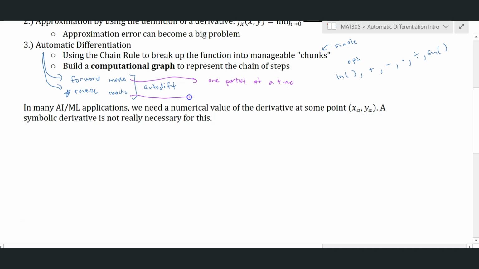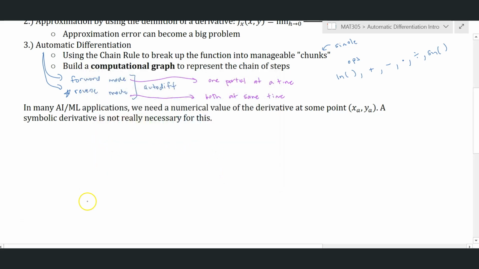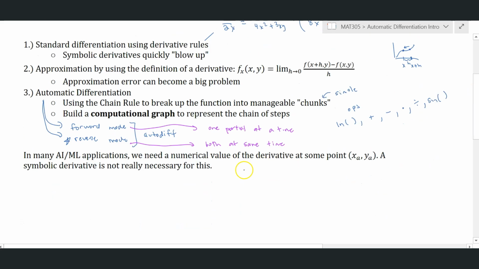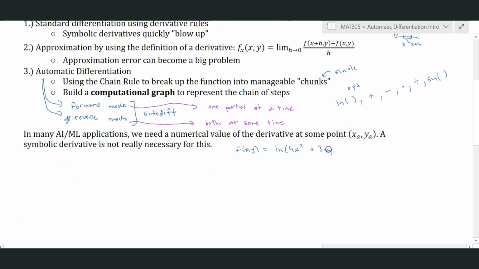Whereas when you do reverse, you'll do both at the same time. And it all just matters whether you follow the computational graph from left to right or right to left. Left to right would be forward mode, right to left would be reverse mode. So for our function, which we had up here, natural log of 4x squared plus 3xy, we would want to break this up into as many miniature expressions as we could.